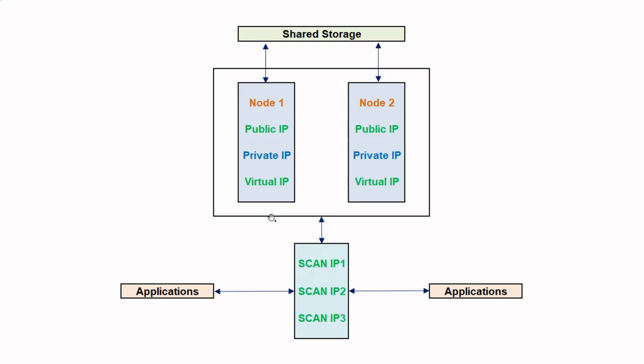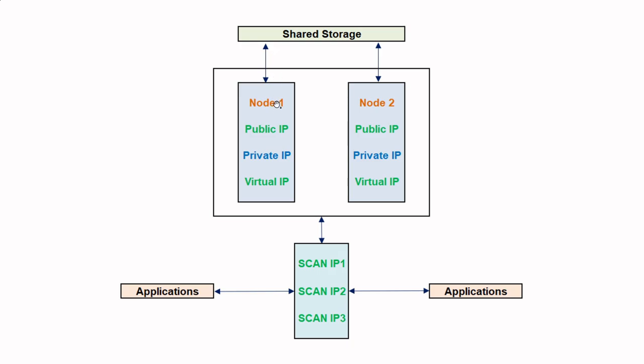The SCAN IP should be in the same subnet as your public IP and virtual IP. So the public IP, virtual IP, and the SCAN IP should be in the same subnet, and this should be the subnet where your applications are hosted. The private IP is the only IP which should be in a different subnet, which is used for the cluster interconnect.